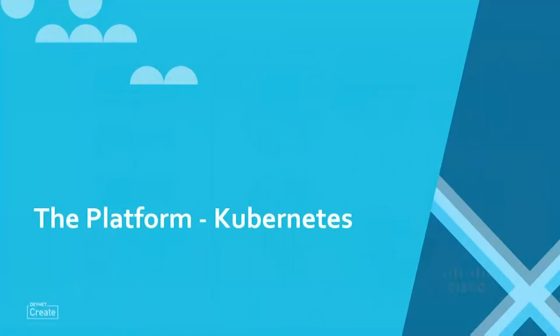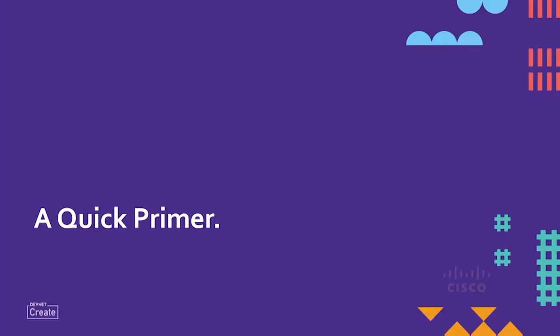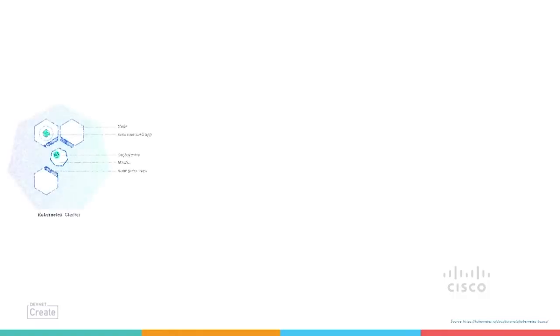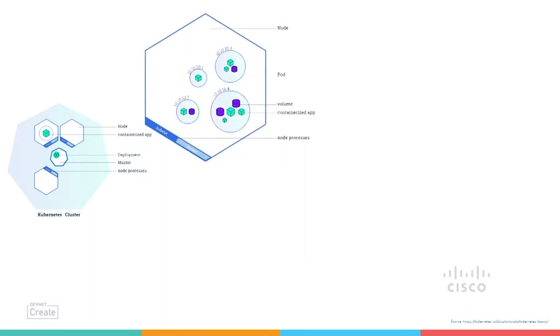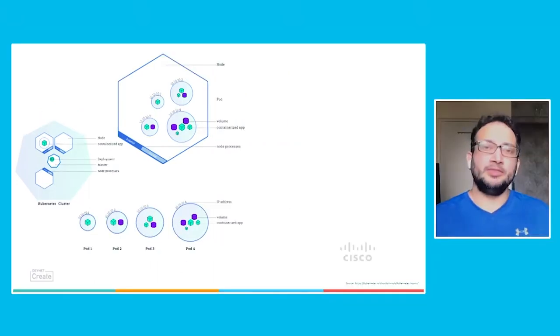So let's have a quick primer on the different components or abstractions that Kubernetes provides. Starting with the Kubernetes cluster itself, you have the different nodes in it, depending on the size of your cluster. Moving on, you have the node itself, which has the container runtime, which is Docker in this case, but can be different runtimes. Then you have the kubelet, which monitors the containers in your pod. And you also have the pod itself. The pod itself is the smallest unit of compute available in Kubernetes.